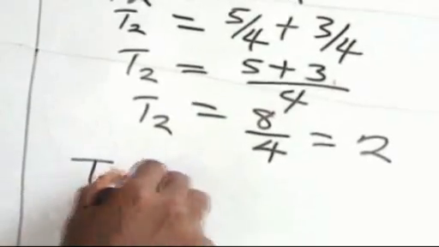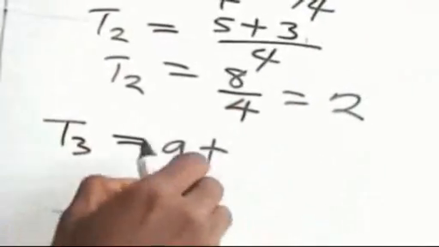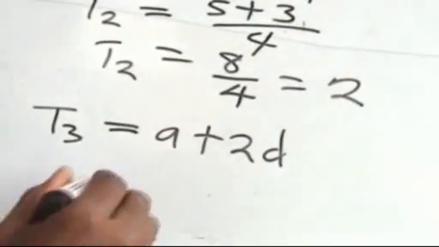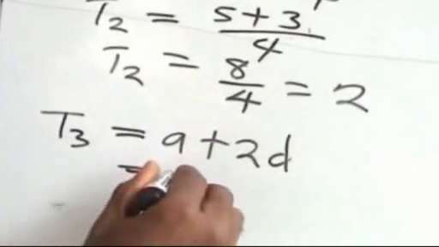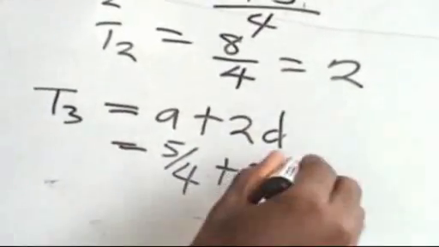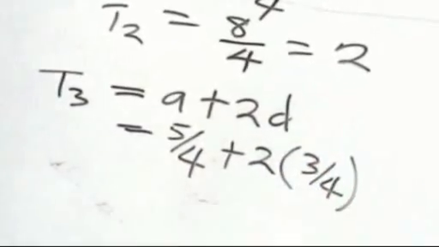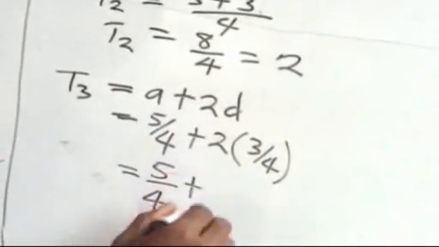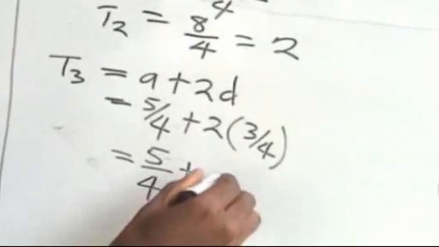Then, still from this formula, T3 will be equal to A plus, and here n is 3 in the case of T3. So 3 minus 1 is 2, times d. So we have A plus 2d, which will be equal to our A, 5 all over 4, plus 2 into our d, which is 3 all over 4. And then we'll have this to be 5 all over 4 plus 2 multiplied by 3 all over 4, which is 6 all over 4.